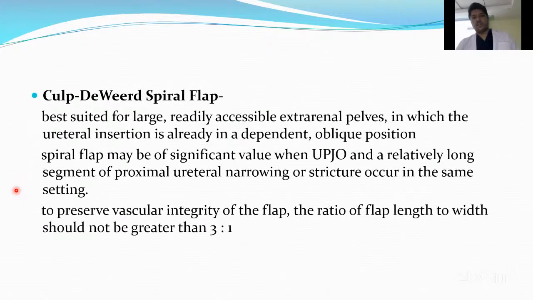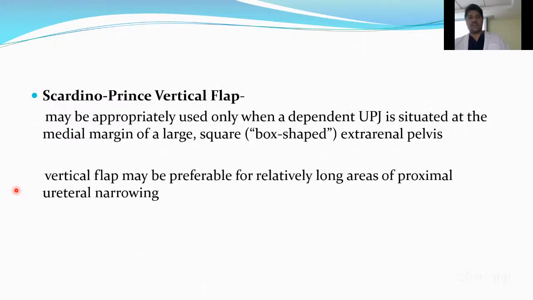Culp-DeWeerd spiral pyeloplasty is best suited for a large, readily accessible extrarenal pelvis in which the ureteral insertion is already in a dependent oblique position. The spiral flap may be of significant value when PUJ obstruction and a relatively long segment of proximal ureteral narrowing or stricture occur in the same setting. To preserve vascular integrity of the flap, the length to width ratio of the flap should not be greater than 3:1.